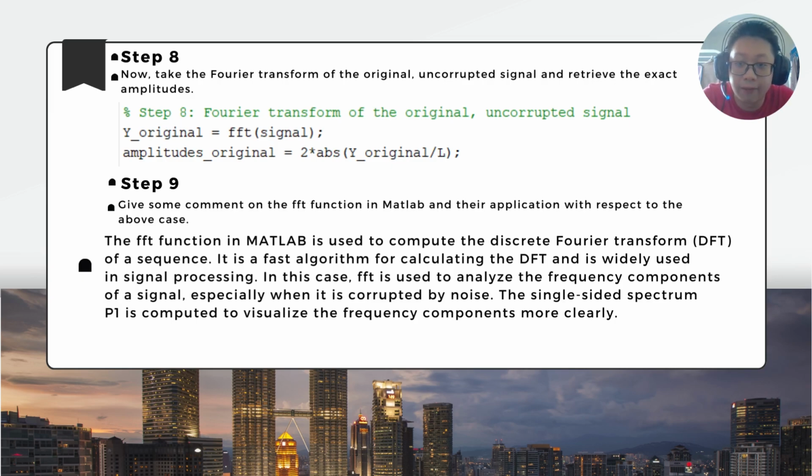Thus, as the comment, the Fourier transform function in MATLAB is used to compute the discrete Fourier transform of a sequence. It is a fast algorithm for calculating the discrete Fourier transform and is widely used in signal processing. In this case, the Fourier transform is used to analyze the frequency components of the signal, especially when it is corrupted by noise. The single-sided spectrum P1 is computed to visualize the frequency components more clearly.